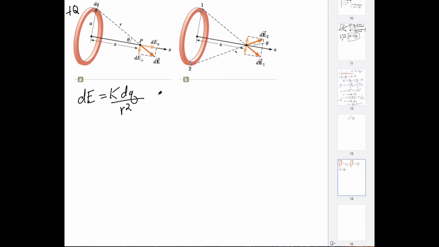Well, since it's the hypotenuse of that right triangle, and a and x and r are all constants, I can say that r squared is x squared plus a squared. So this is the distance along the x-axis point P is from the plane where the ring is located. This is the actual distance from the differential charge element to where we're measuring the field. And this guy is the radius of the ring.